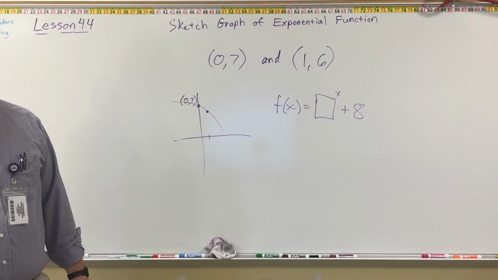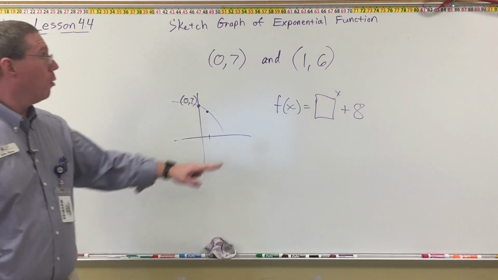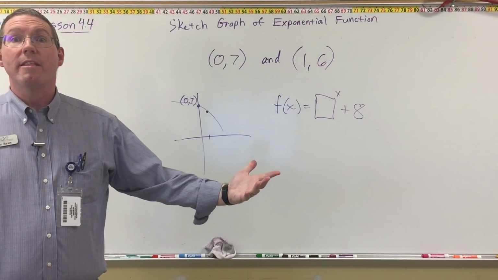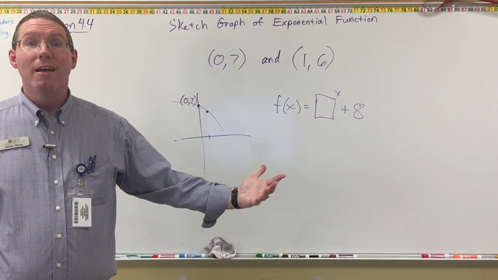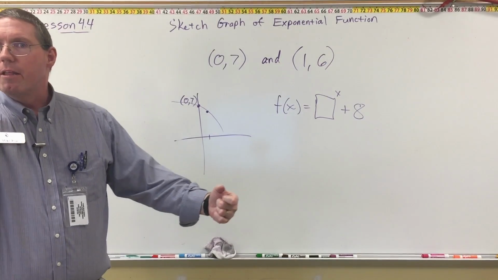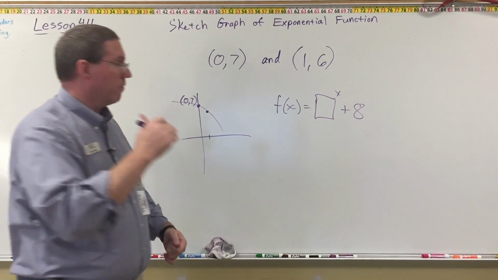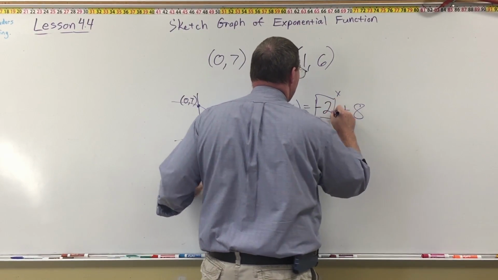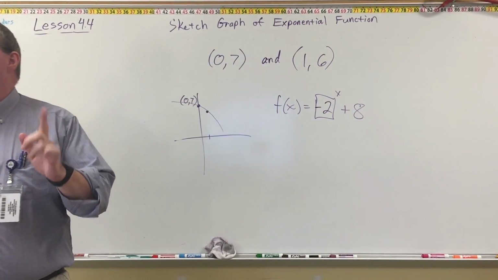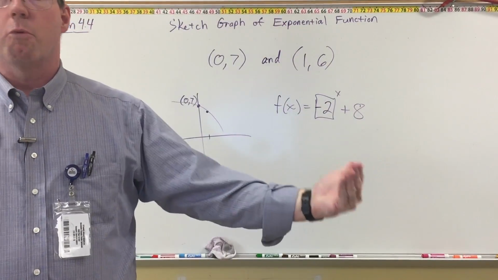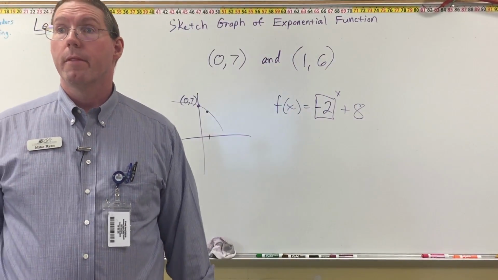Now, Michaela, how far away is 6 from 8? 2. So that means that the exponential base is 2. But it's upside down. It's negative, so not just 2, but negative 2. Now, I need to be clear. The base is not negative 2. The base is 2, but we're multiplying it by negative 1.